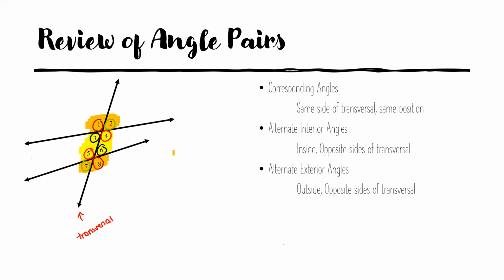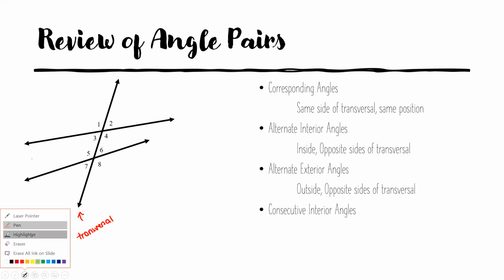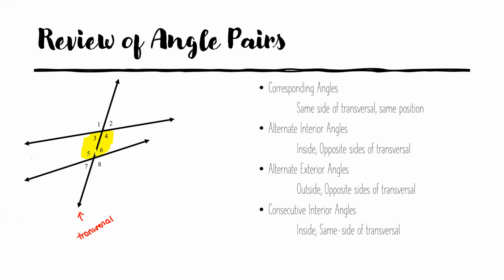And lastly, we also looked at consecutive interior angles. The moment you see the word interior, that means we're looking inside, in between the two lines. Let me highlight that for you so you can see what I mean. This is the interior. But now consecutive means that they're on the same side of the transversal. So consecutive interior angles are angle 3 and angle 5 because they're on the same side of the transversal, as well as angle 4 is consecutive interior to angle 6 because they're on the inside and they are on the same side of the transversal.